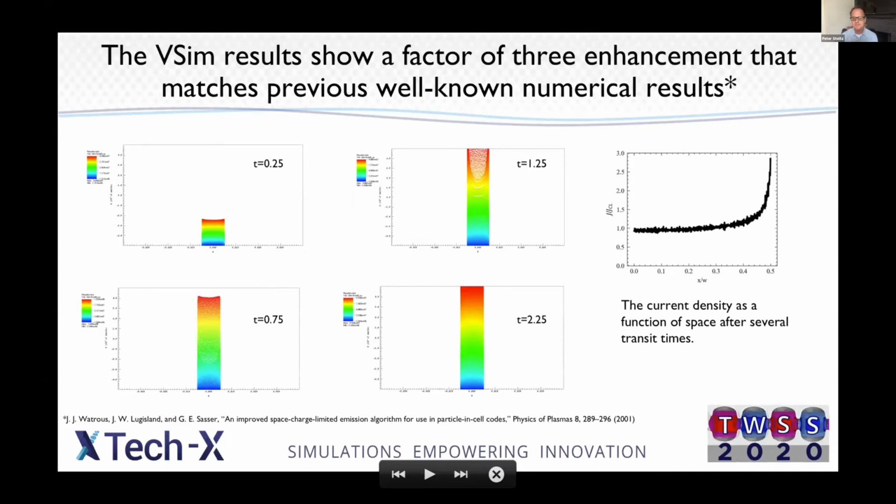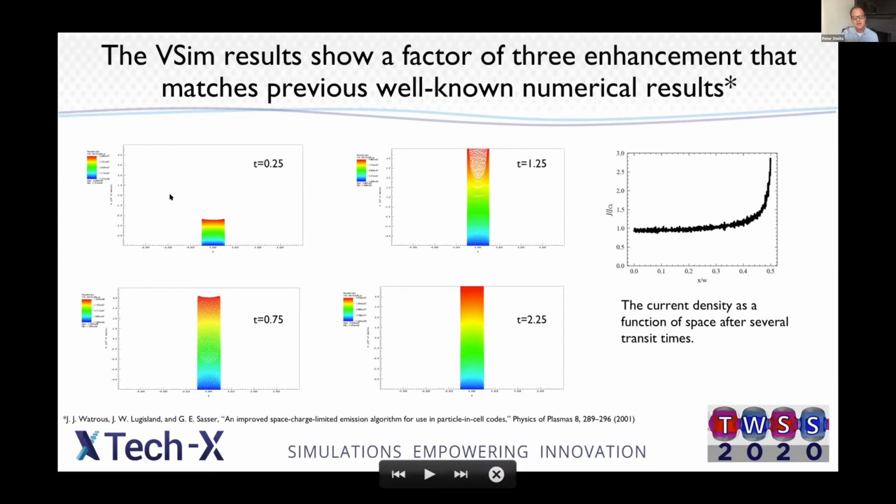And yeah, kind of the first thing you notice is that there are these little horns on the edges, right? And you can really see them over here. You get big enhancements at the edge.